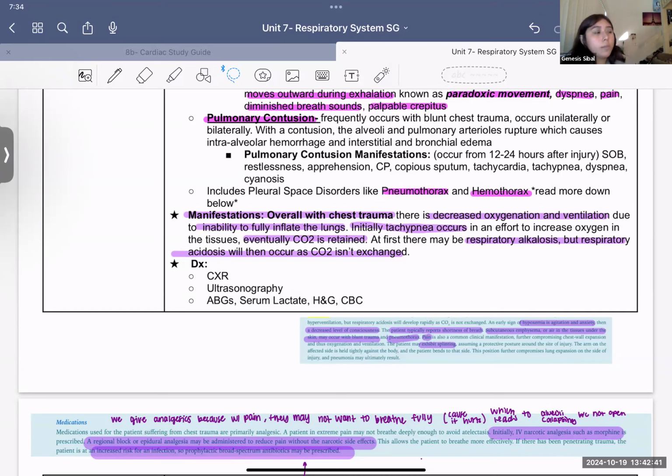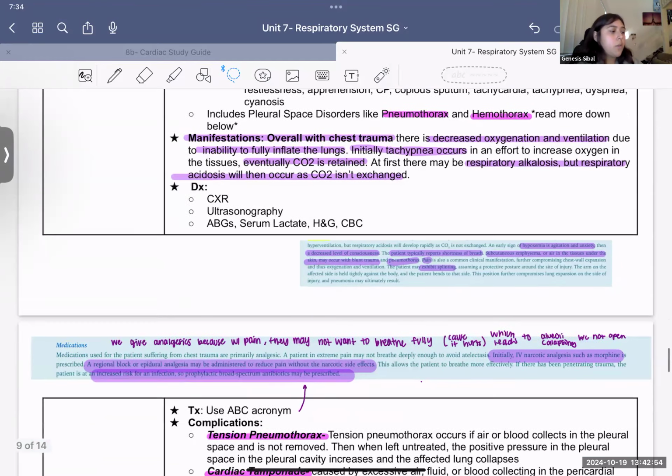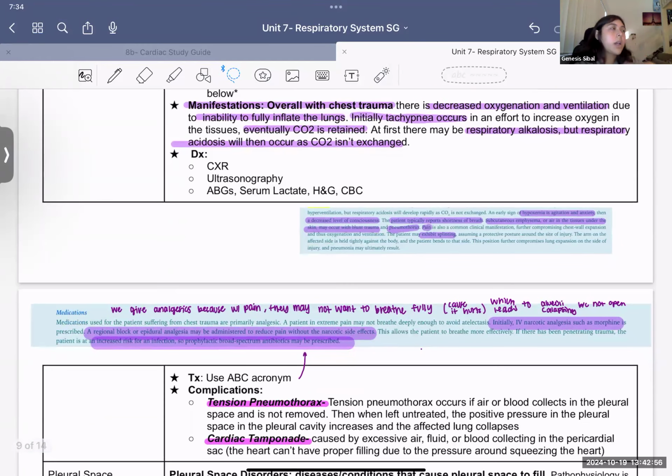If they're having difficulty breathing, you can put them on oxygen, but it's not necessarily as traumatic or difficult or challenging as probably a pneumo or a hemo, but it is still something that you want to watch out for. So for manifestations, overall with chest trauma, we're talking about decreased oxygenation and ventilation, right? So you're not able to fully get that gas exchange. At first you're going to have a higher respiratory rate, and then it's eventually going to slow down and be a little bit different in terms of the acid-base balance.